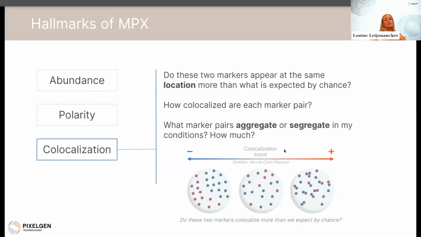And then you can, of course, see how co-localized or segregated they are. Because we're realizing also with segregation, that seems to have a very big impact on biology as well, when they're moving away from each other actively. So those are some of the hallmarks of molecular pixelation.